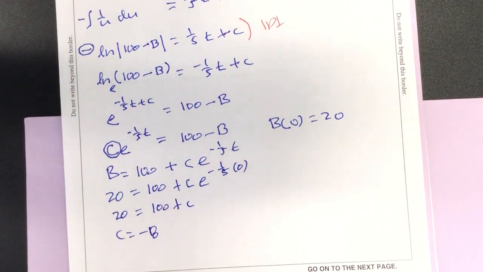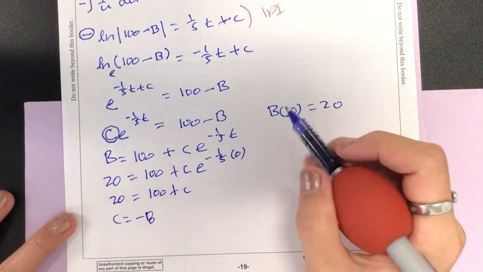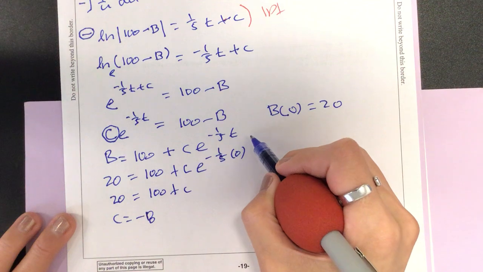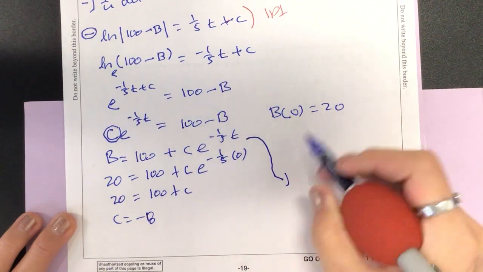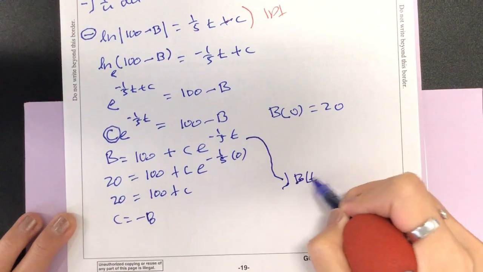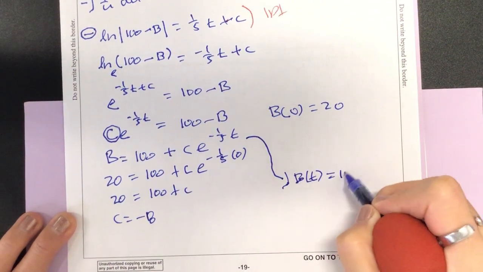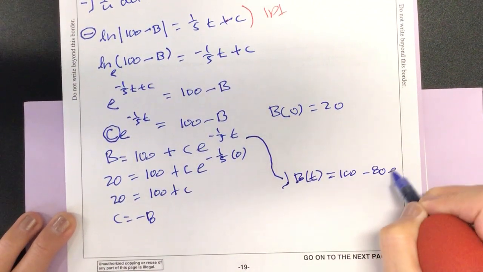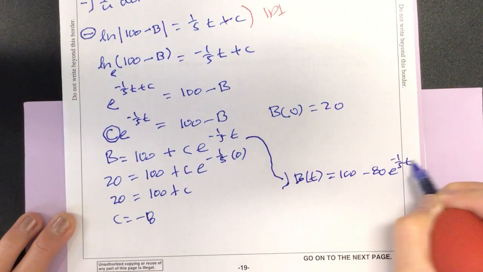Y'all see how long that was? Okay, if you're like, ooh, that's quite annoying, I get it. So I'm going to use the function with the B by itself and write our value with c. B of t equals 100 minus 80 e to the power of negative 1/5 t.